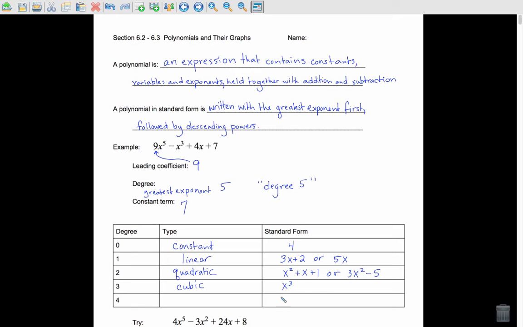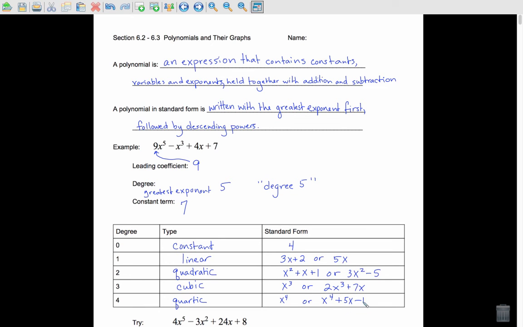So x to the third is going to be your greatest term, so something like x to the third or 2x to the third plus 7x. This would be degree 3. That would be a cubic equation. And then degree 4 is quartic. And then there's more names after fourth degree, but they aren't used as often, or you just don't run into those types of polynomials as often.